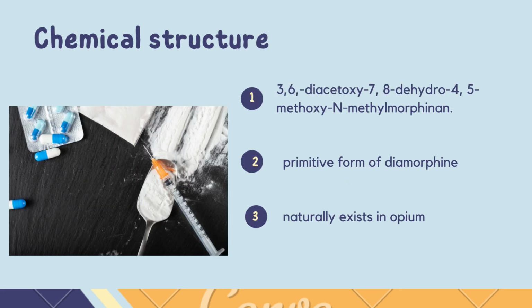Heroin's chemical structure. Heroin is considered a primitive form of diamorphine, which is a narcotic analgesic drug used to alleviate extreme pain. This semi-synthetic substance is produced by the acetylation of morphine, which naturally exists in opium, which is the dry latex of some poppy species.